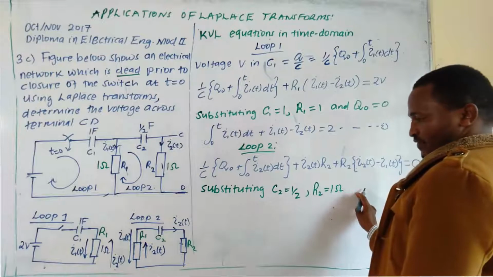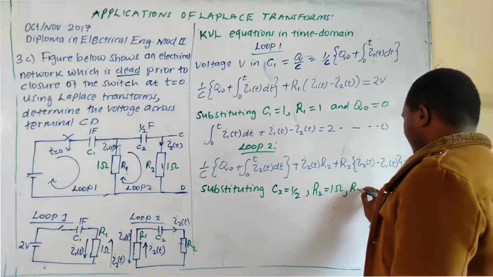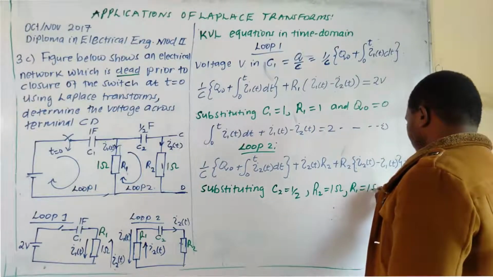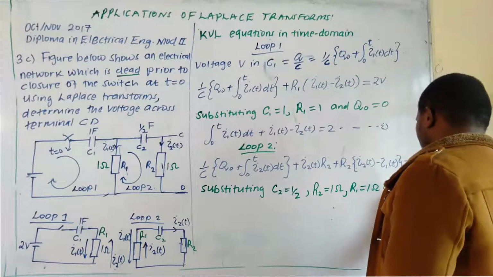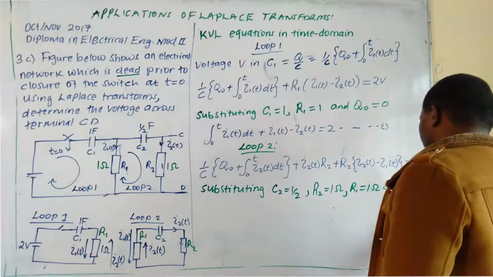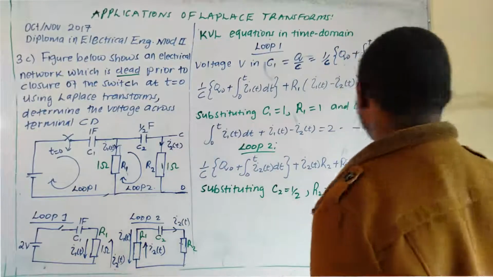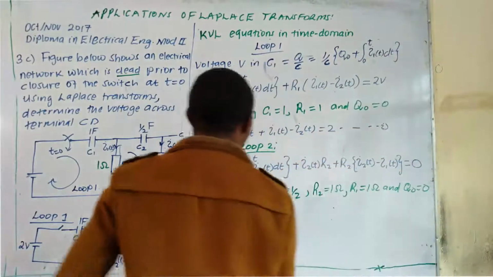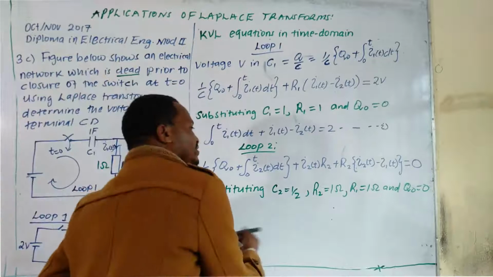What else do we have in that? R1 is equal to 1 ohm. And Q naught is equal to 0, because the initial charge in the capacitor is equal to 0. Now let us make those substitutions.